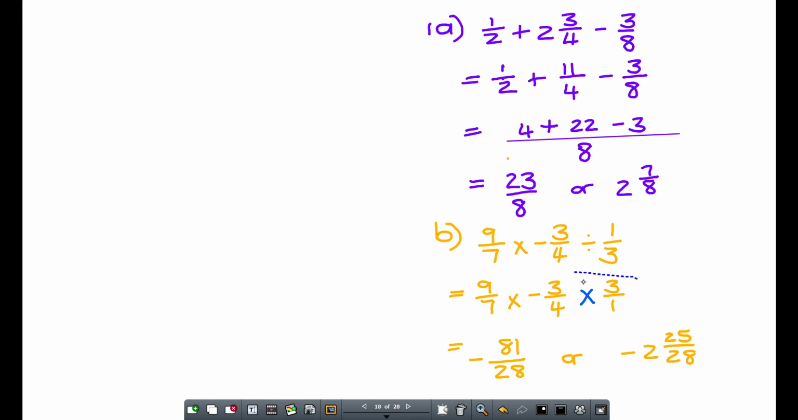So then we multiply all my numerators. 9 times 3 gives me 27, times 3 gives me 81. And at the bottom, 7 times 4 times 1 gave me 28. Okay, don't forget about that minus in front of the fraction. Any questions there?